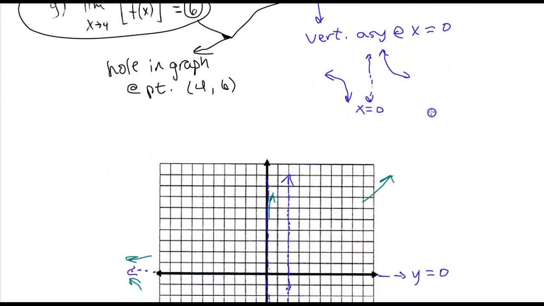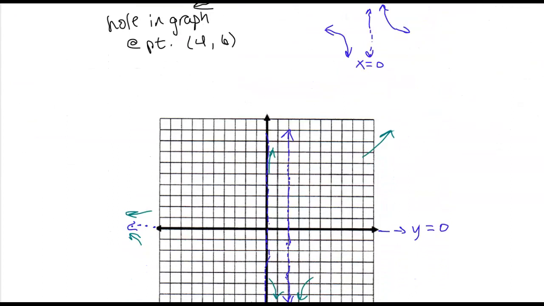So here, if we come down to our graph, we can actually put a hole in the graph at the point (4, 6). So go 1, 2, 3, 4, and then 1, 2, 3, 4, 5, 6. So we would have a hole in our graph right there. Okay.